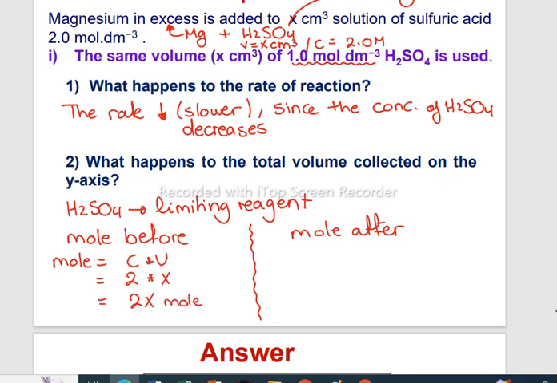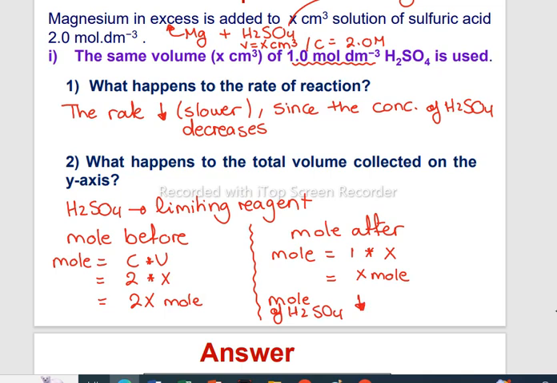Now we're going to go through the mole after. We will apply the same rule, taking into consideration the change in the concentration, which is 1 instead of 2. So it's 1 multiplied by the same volume, which is x. So here I have x mole number. By this simple calculation, I can find that the mole of the limiting reagent decreases. So the mole of H2SO4 actually decreases. It becomes smaller.